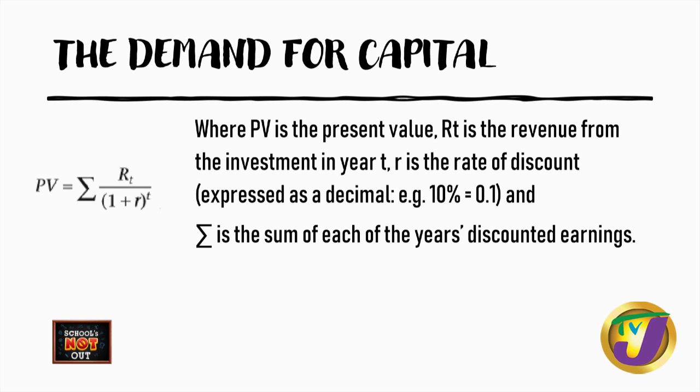Now, in some instances, you may be given a question with a cash flow. And if you're given the cash flow, meaning a sum of money over different years, then you'll just find the present value of each cash flow and then sum all of that. So this is why this formula is a little different.